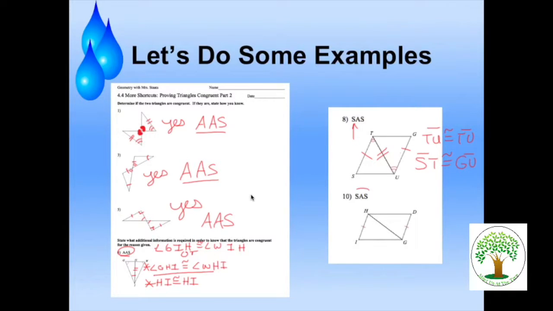They want side, angle, side. We naturally have a side already. We have already the marks, but what do we naturally have already? The two HGs. Yes, we can do HG. What's the reason for that if you had to do it on a proof? Reflexive. Good job, reflexive. Now we need an angle.